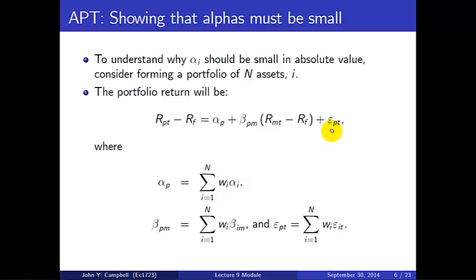Now, everything's going to aggregate up linearly. So the alpha P is going to be a weighted average of the individual alphas. The beta P with the market is going to be a weighted average of individual stocks betas. And the residual shock will be a weighted average of the individual stocks shocks epsilon.